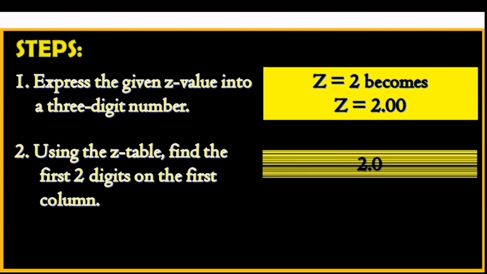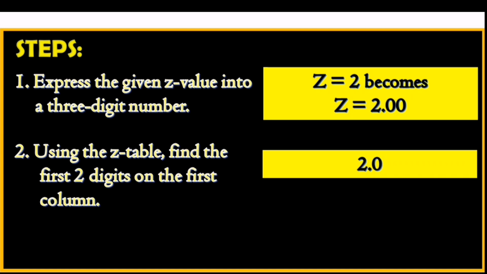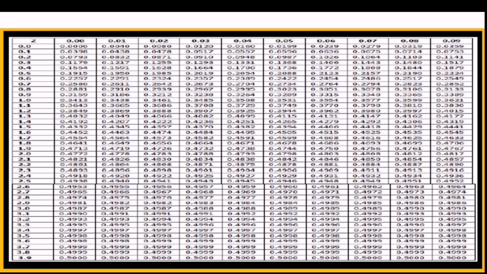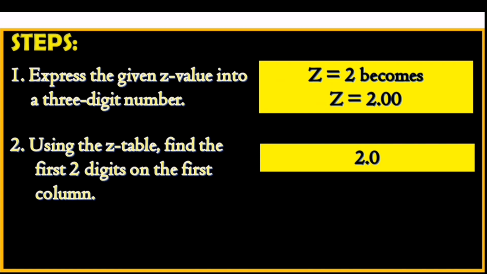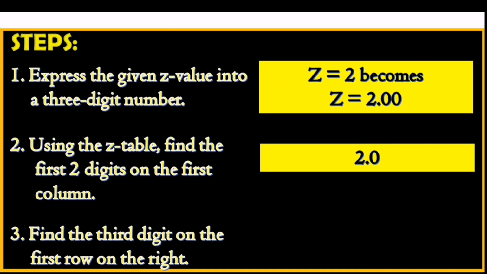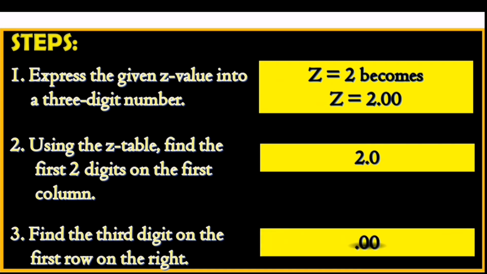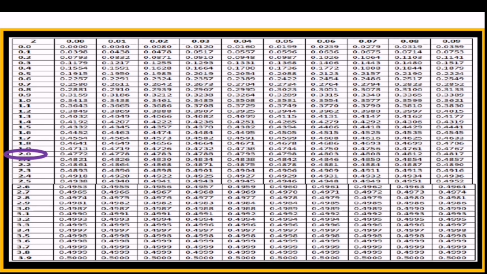Number 2. Using the z-table, find the first 2 digits on the first column. So we will look for 2.0. 2.0 is here. Step 3, find the 3rd digit on the first row on the right. So we will look for 0.00. 0.00 is here.